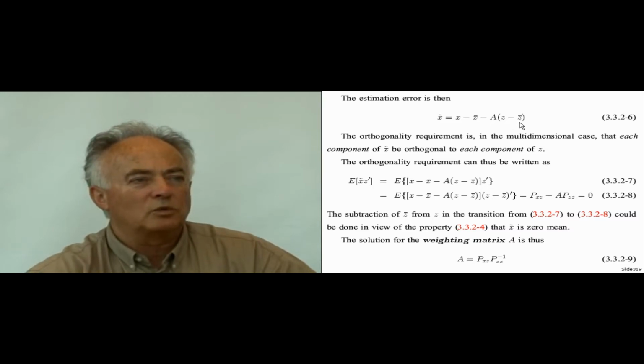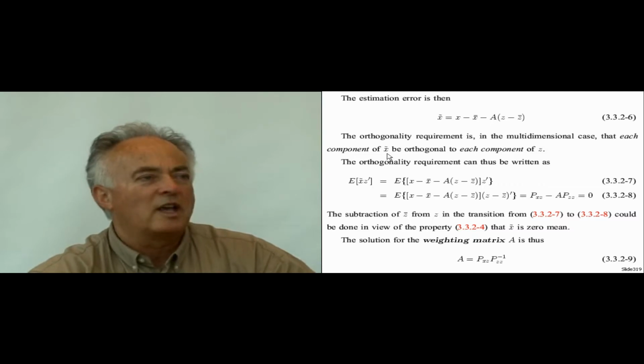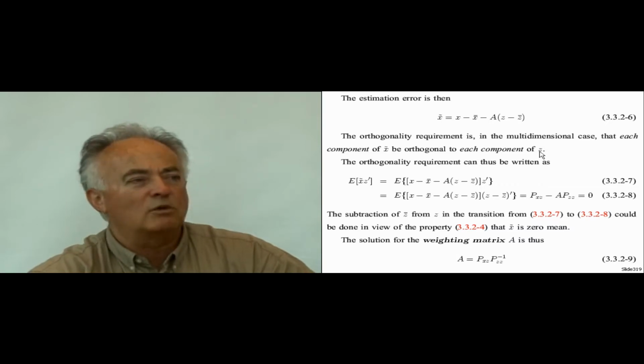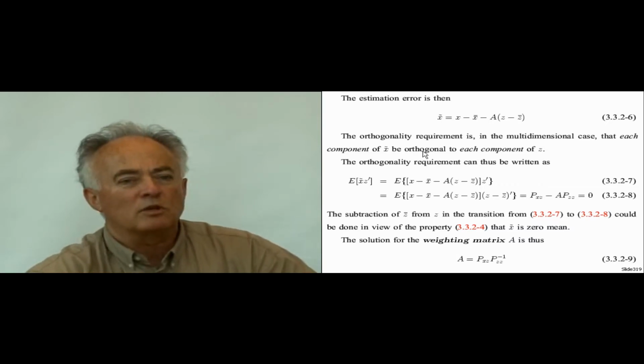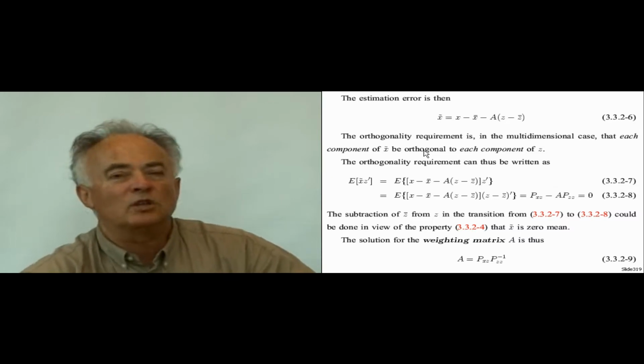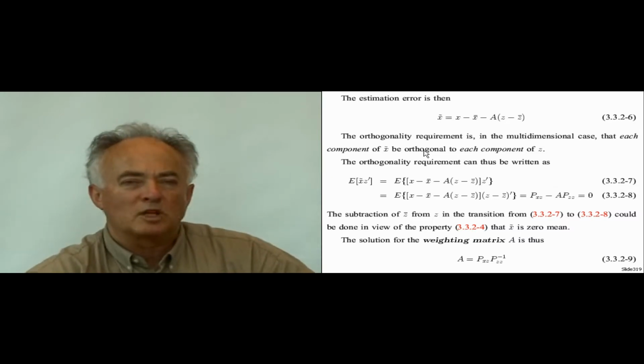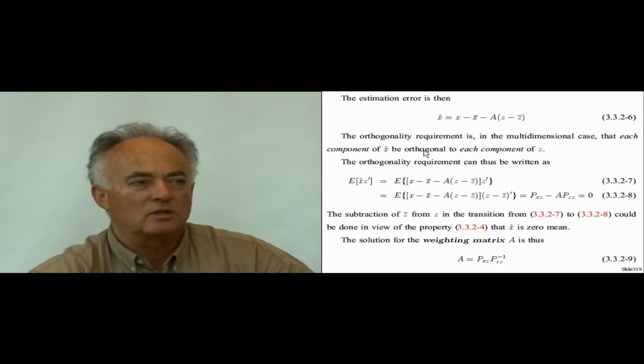So the second requirement will be imposed now. It's a multidimensional problem. Therefore, each component of the error vector x tilde has to be orthogonal to each component of the observation vector z. And now orthogonality is to be understood in the space of random variables, which means the expected value of the product of two random variables is 0. That's the orthogonality.